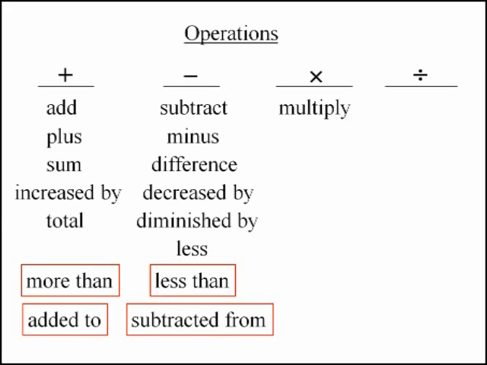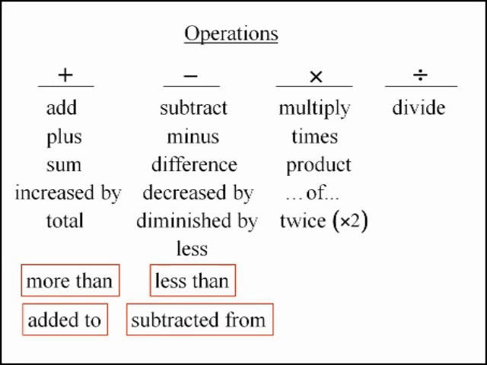For multiplication, we got multiply, times, the product of 7 and 8 is 56. Of can mean multiplication, especially when dealing with fractions and percentages. Half of 50 is 25. That's 1/2 times 50. 70% of 100, that would imply multiplication. Twice is specific. It means to multiply by 2, but we use that one a lot, so I'm going to put it on the list. And for division, there's not much, just divide and quotient.